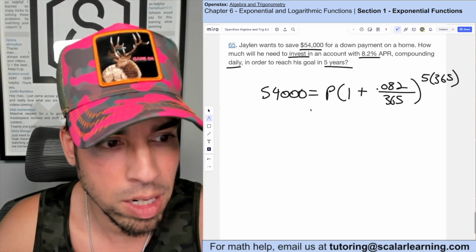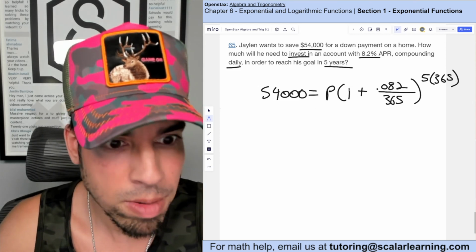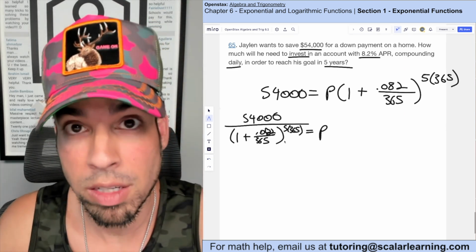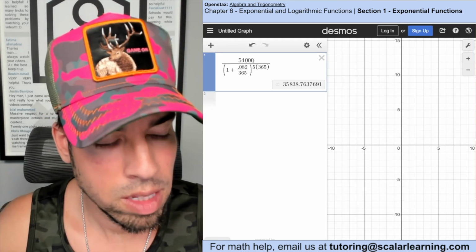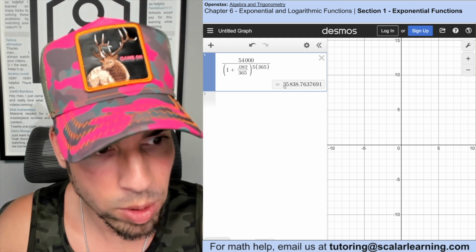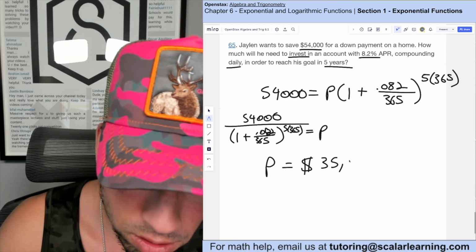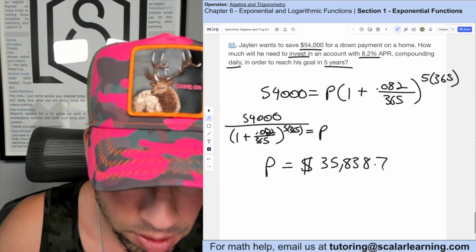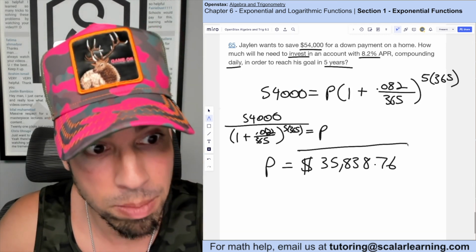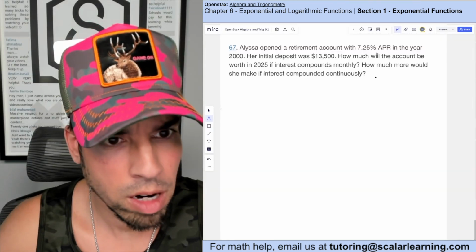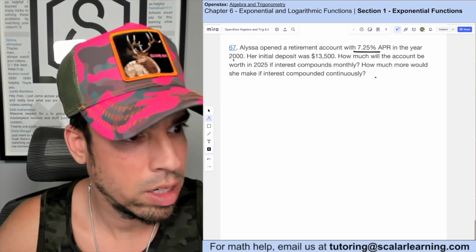Now let's solve for P, and we're going to do it in one step by dividing by this entire quantity. So there we have it written out. Now let's plug and chug in Desmos. And this is the amount that we get when we do all the steps. We get $35,838.76. So $35,838.76 would be the amount that would need to be invested. Boom, done.